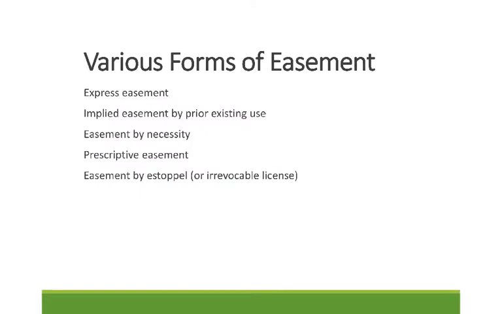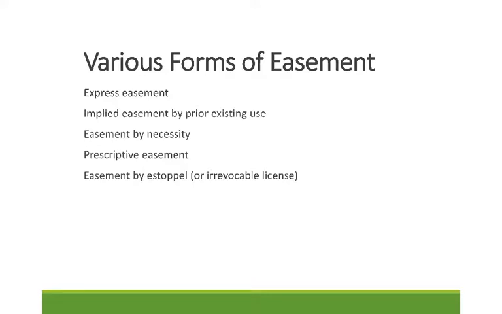Now, there are various forms of easements. There are express easements, implied easements by prior existing use, easements by necessity, prescriptive easements, and easements by estoppel, or some jurisdictions call it an irrevocable license. Now, I'm going to go over each one of these, and we're going to talk about a case that helps illustrate each of these different types of easements.